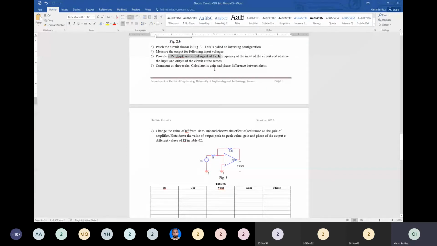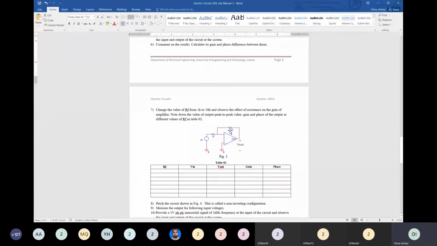1 volt peak to peak sinusoidal at 1 kilohertz. And you will change the value of RF between 1 kilo ohms and 10 kilo ohms. That is also mentioned in step number 7. When you change the value of the feedback resistor, the output will be adjusted accordingly, but it will be proportional to the same gain. It will have a different gain for every value of RF, so the output will be different. So you'll fill this table up for the inverting amplifier configuration in LTSpice, and you will share the results when you submit your lab manual.